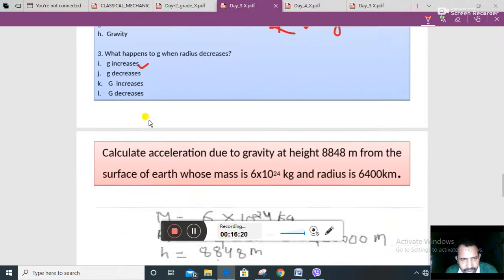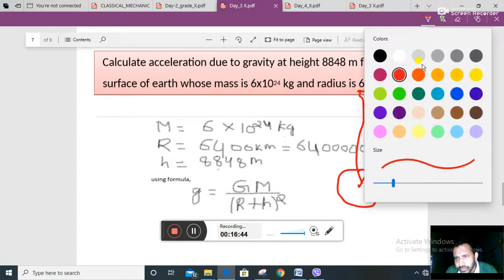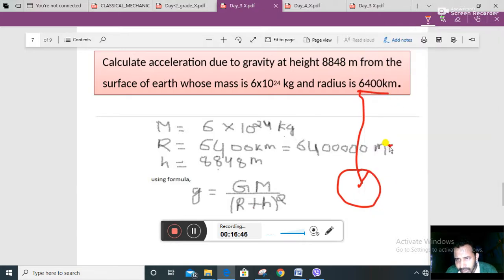Let's go down, and I have given this as a homework. Calculate the acceleration due to gravity at a height h from the surface of the earth whose mass is this. It means that you are making the earth. This is the earth, and this radius is given as this value, and calculate the acceleration due to gravity at a height from the surface. Now let me change my ink so that it will help you to understand. Now this value, the height from the surface, this distance is given as this.